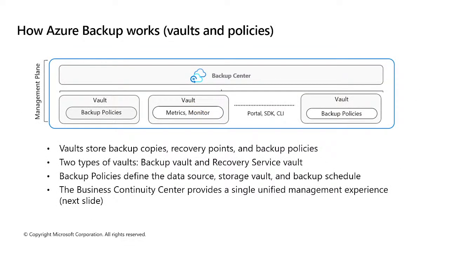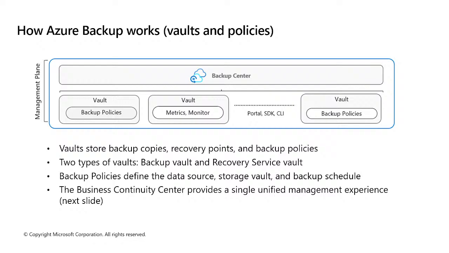So how does this backup actually work? For every resource that you want to back up, we need what we call a vault. So we create a vault in Azure. The kind of vault we create depends on the kind of resource we are backing up. We have two types of vault: the backup vault and the recovery vault. Aside from that, we also have backup policies.